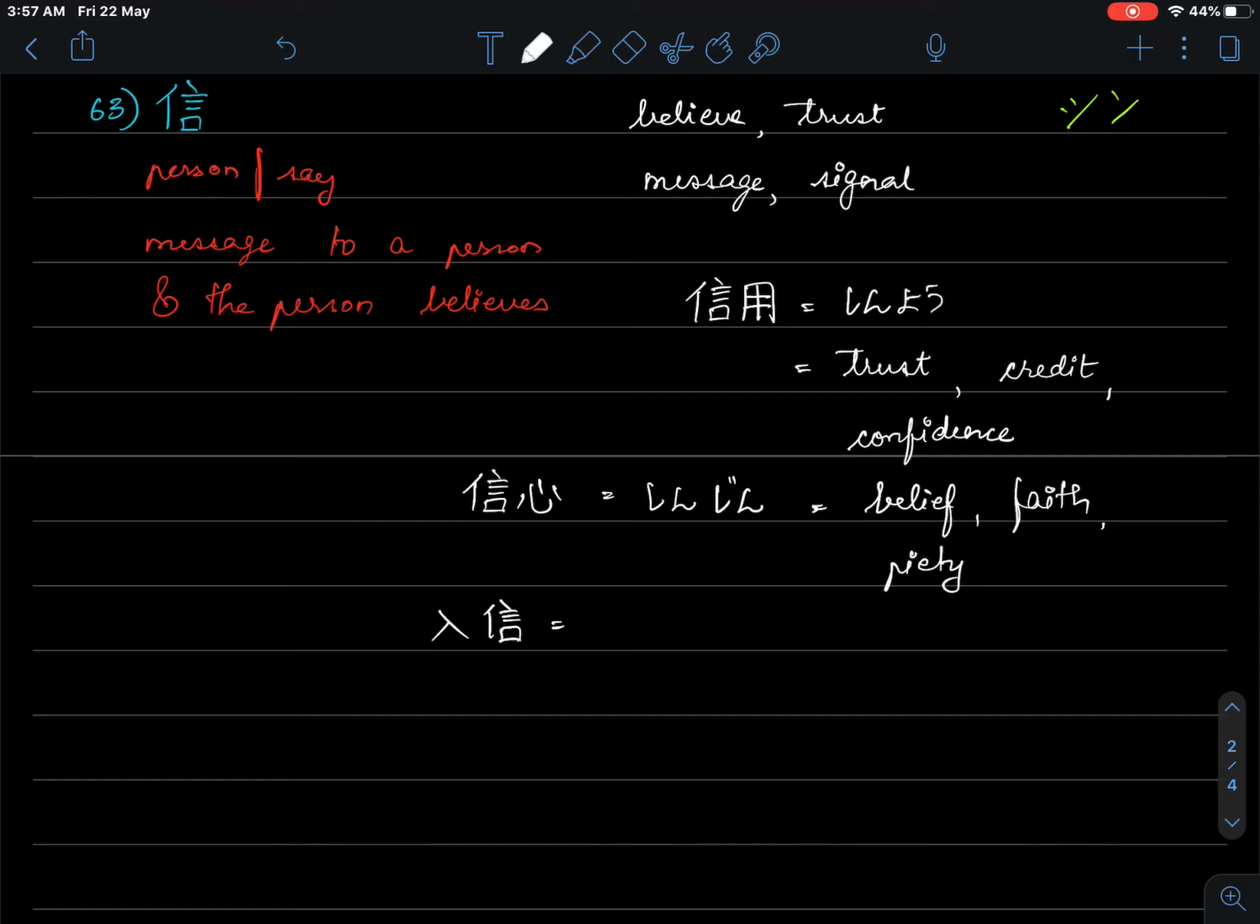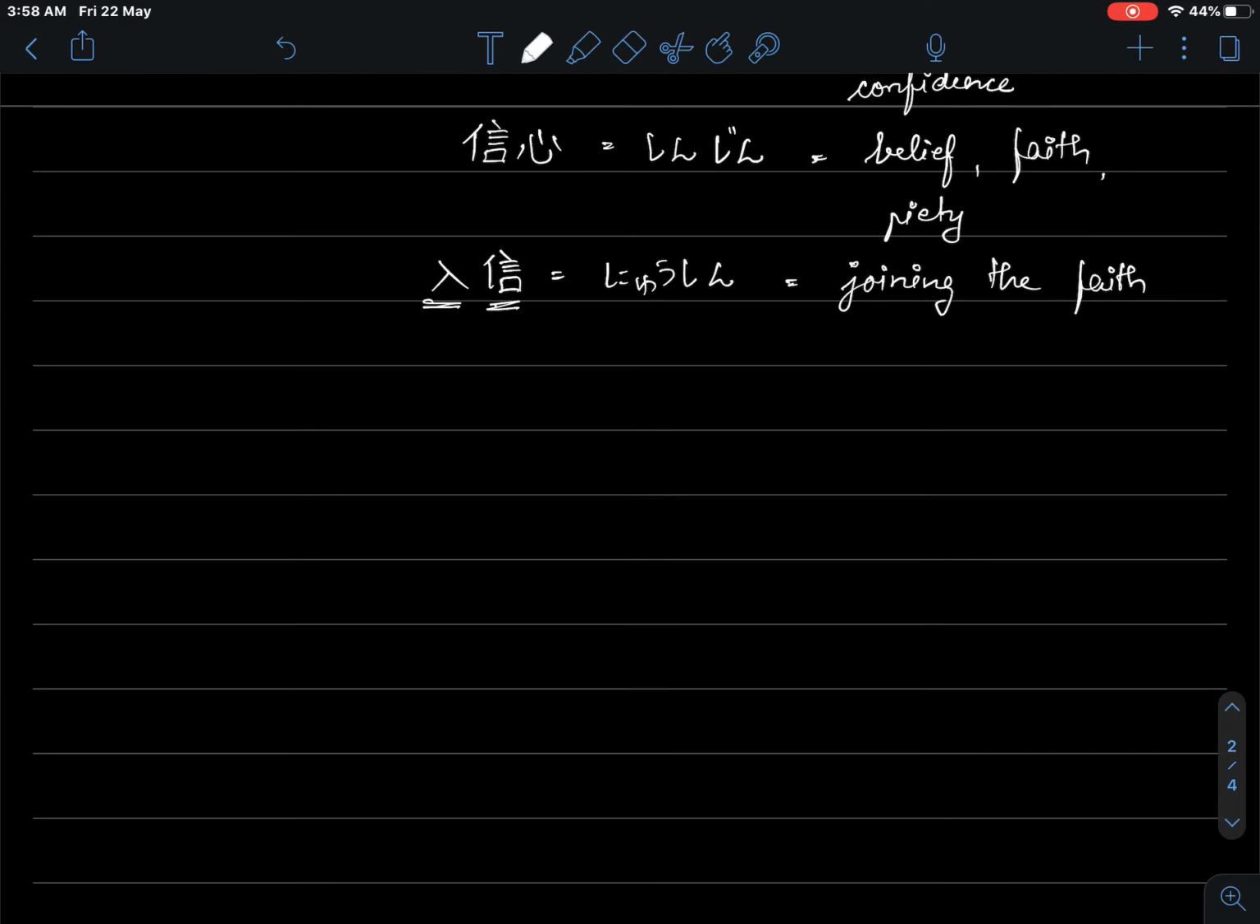Okay. Now this is going to be nyushin, which means joining the faith. So here again, this means enter, and you're talking about this as being belief. So you're joining the faith. That's what that means. Again, a bit of a religious connotation there. Okay, let's move on to the next one.